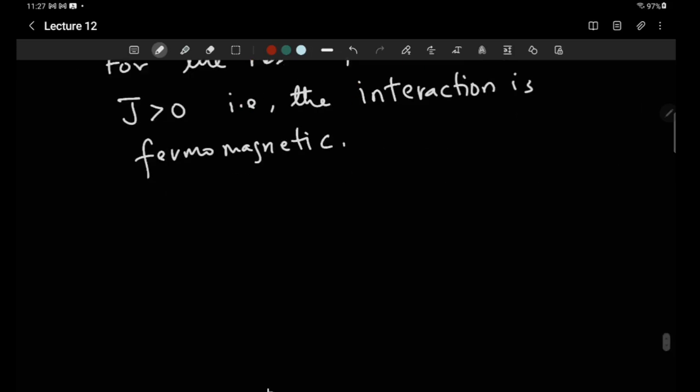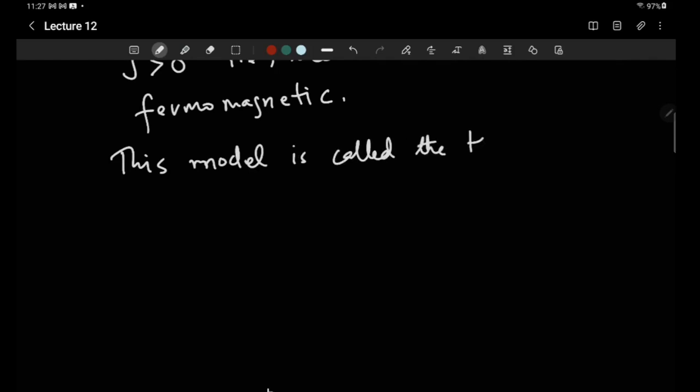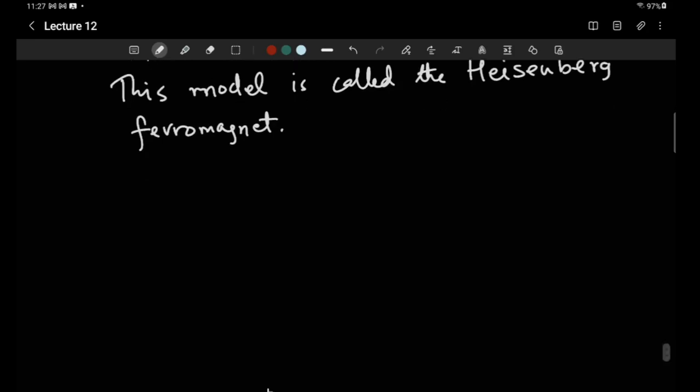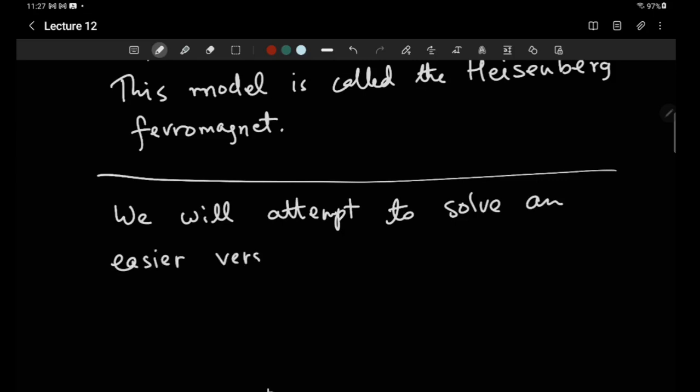Okay, so this model is, I guess, called the Heisenberg ferromagnet. And if you choose the other sign, you get the Heisenberg antiferromagnet. But this problem is too complicated to solve. So we will attempt to solve an easier version, that is anisotropic.